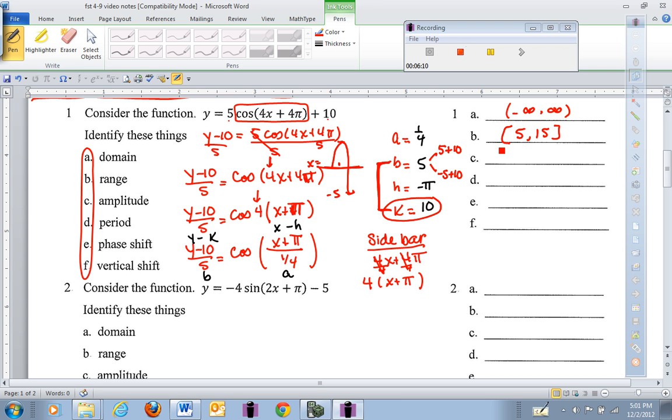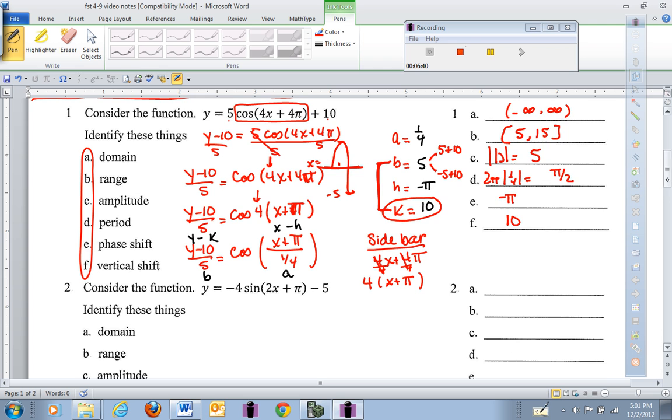Okay, next is the amplitude. Amplitude is the absolute value of b. The absolute value of 5 would give us 5. The period is 2 pi times the absolute value of a. So the period in this case would be pi over 2, wouldn't it? And the phase shift is strictly h, and the vertical shift is strictly k. Alright, so let's see if we can do number 2.